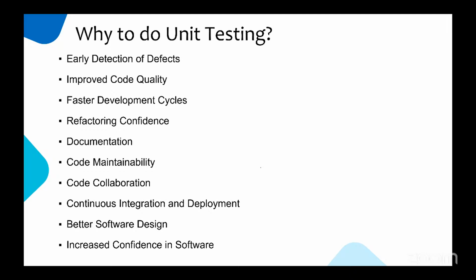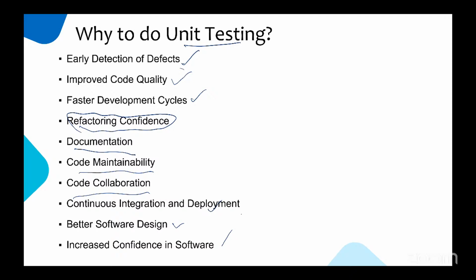Why do unit testing? Because I want to find the defects early. If you find defects early, we can reduce the cost. This will increase the code quality and give a very fast development cycle. Refactoring means you're updating your code based on the defects. Good documentation, maintaining the code, collaboration, integrating and deploying continuously, better software design, and increased confidence in the software because you found a lot of defects in the early stage. This is why we are doing unit testing.